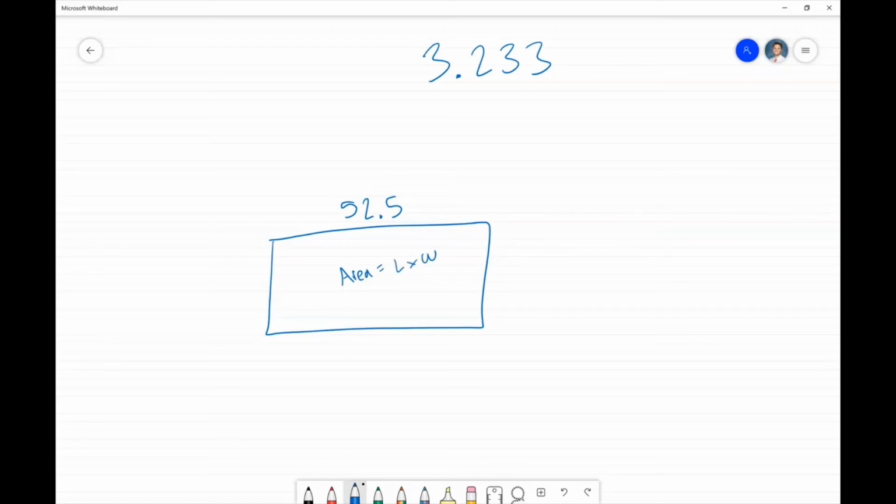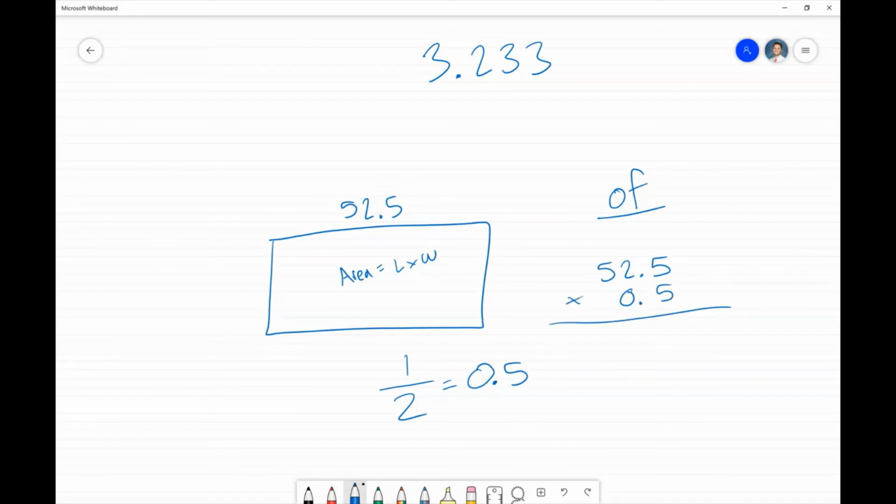Now, we know that the width is half of the length. And we want to remember that the word of reminds us to multiply. So we are looking at 1/2 of, or 1/2 times 52.5. Now, I want to remind you, we know 1/2 as a fraction, but we also know that it is equal as a decimal to 0.5. So we can go ahead and multiply 52.5 times 0.5.